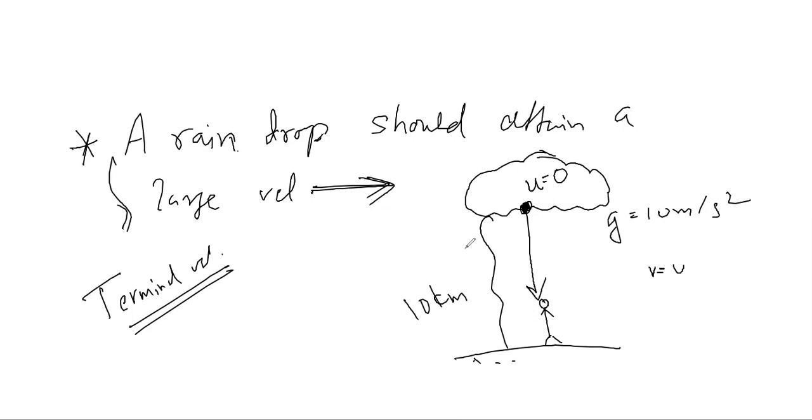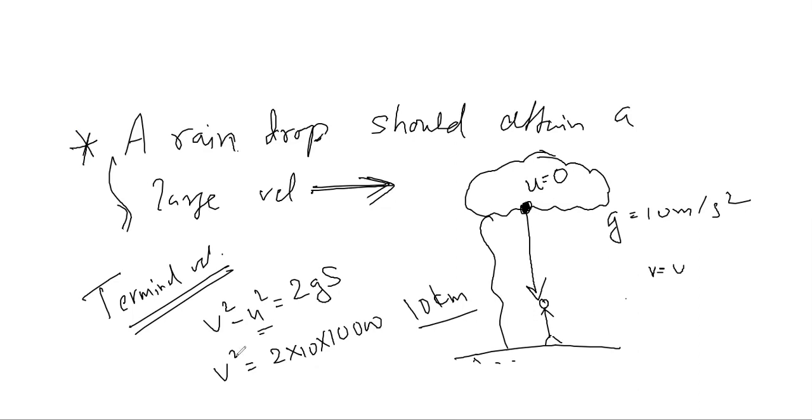14.1 meters per second. No, I think that's wrong. Why? See, v squared minus u squared is equal to 2gs, and u is 0. So v squared is equal to 2 times 10 times 10 kilometers. Oh, I didn't convert it. 10,000 meters. So v is 10,000.